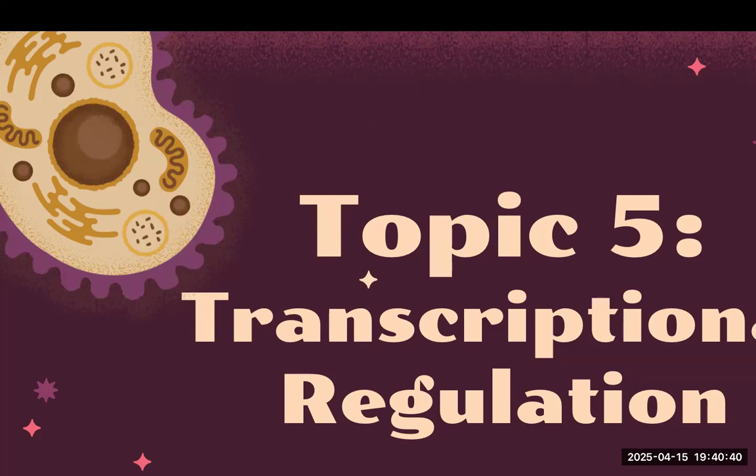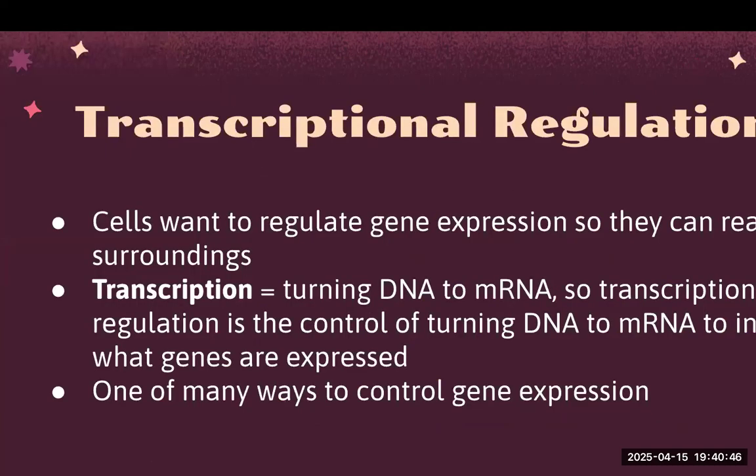Okay. Topic 5, transcriptional regulation. All right, so cells want to regulate gene expression so that they can react to their surroundings. There's always stuff going on around the cells, and cells need to regulate what they're going to be expressing to respond to that. Like we talked about, transcription is just turning DNA into mRNA. So transcriptional regulation is the control of turning that DNA into mRNA to influence what genes will then be expressed. And this is just one of the many ways that cells react to their environment and control gene expression.